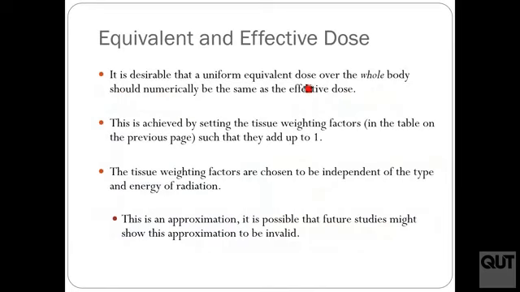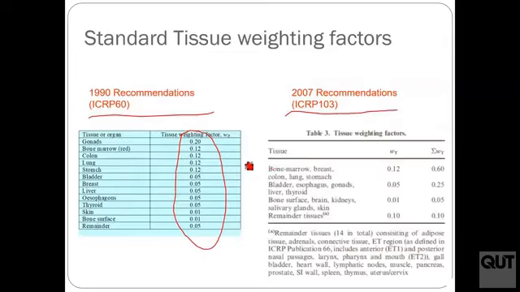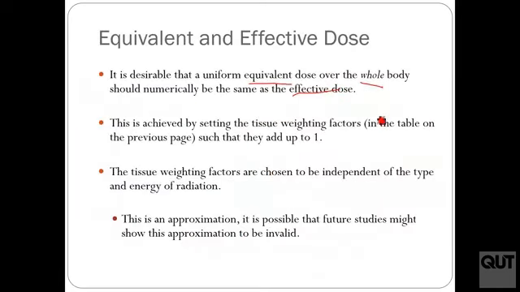So it's desirable that the uniform equivalent dose over the whole body should be numerically the same as the effective dose. This is achieved because if you add all of the weighting factors up, they add up to 1. So if you have a whole body irradiation, the effective dose should equal the equivalent dose. The time that it's different is if you don't irradiate the whole body.